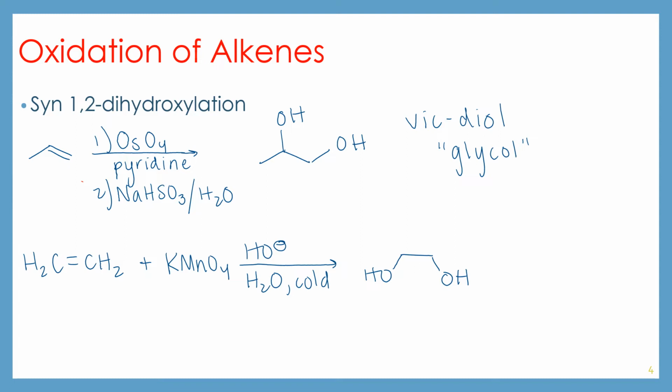Okay, let's take a look at oxidation reactions. One oxidation reaction is the reaction of an alkene with osmium tetroxide and pyridine, followed by sodium hydrogen sulfite and water. This will create a vicinal diol, which is also called a glycol. This is a syn-1,2 dihydroxylation, so take note of the word syn. If you are reacting with a cyclic alkene, this will happen on one face of the molecule.